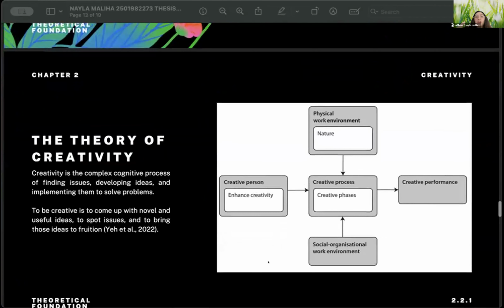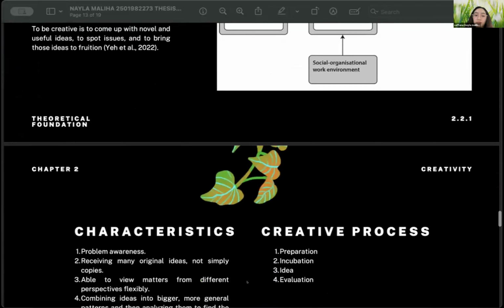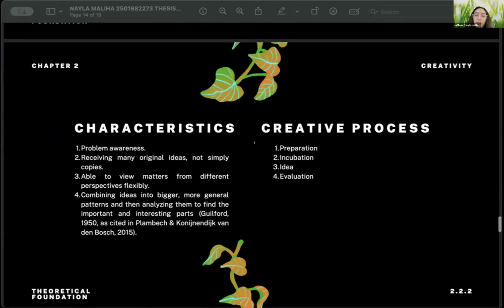So moving on to the theory of creativity. Basically, it's a complex cognitive process of finding issues, developing ideas, and trying to solve problems. Here on the right, there is a chart showing the factors that influence creative performance, starting from the person first, and then the process, which is affected by the physical work setting, and then the social and the work environment as well. Here are some characteristics of the creative process, which I will show here instead.